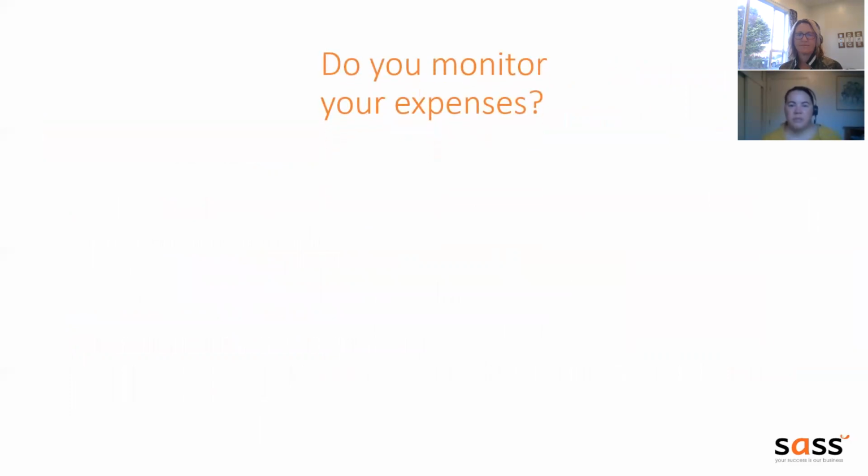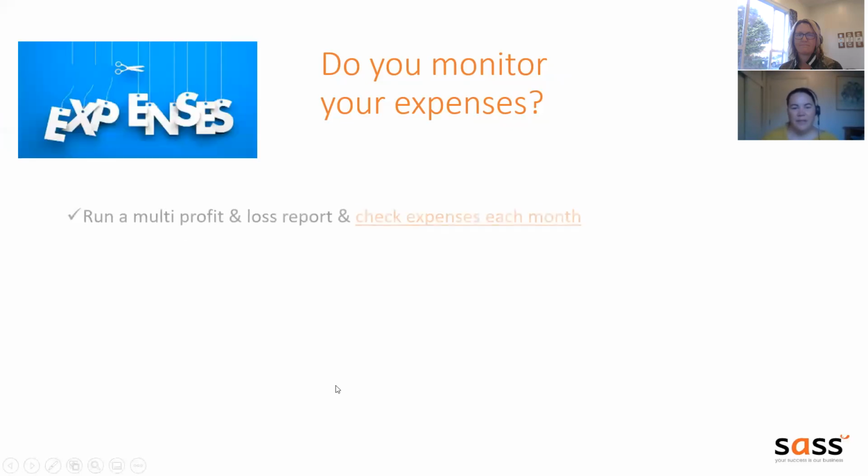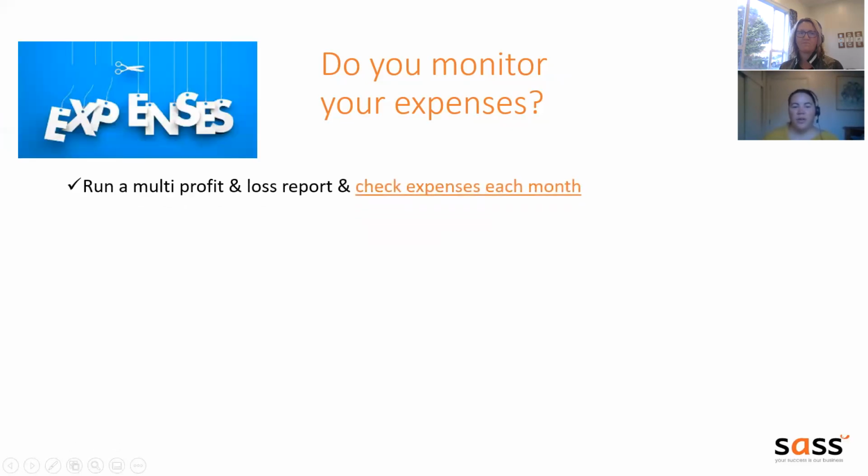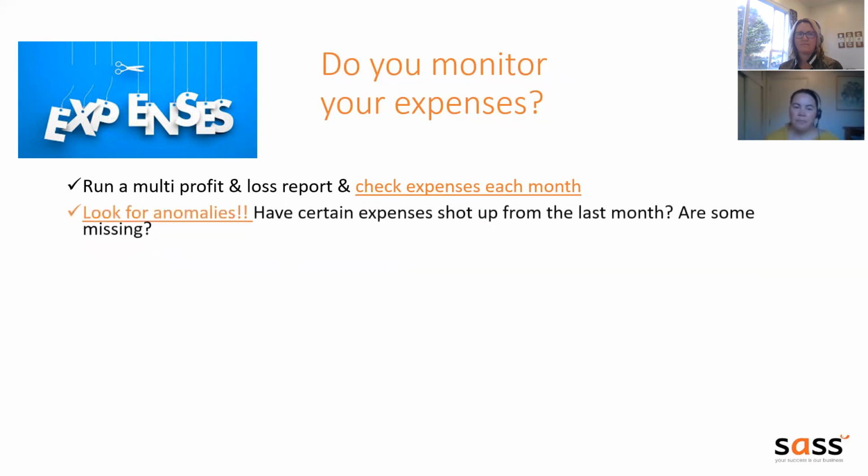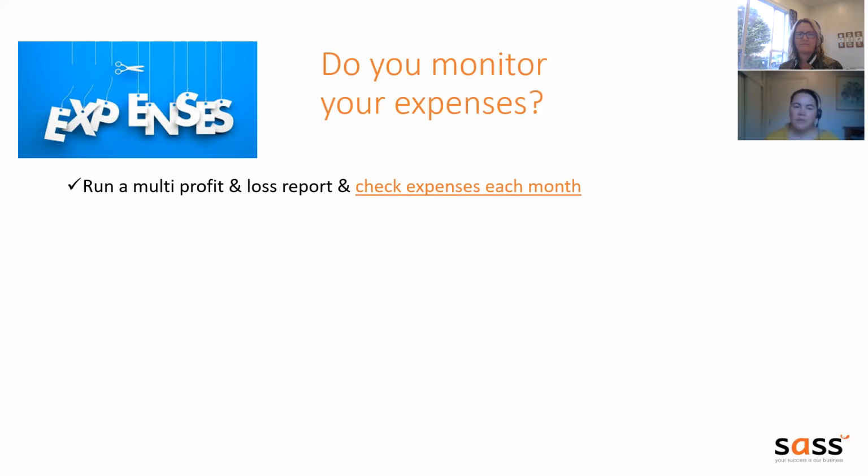Cool. So one of the other things we can do to make sure cash gets in our bank is to monitor our expenses. Like we did before when we showed the profit and loss, we recommend running a multi-profit and loss report and checking the expenses each month. So I'll just go back a bit and talk about what I mean by that.